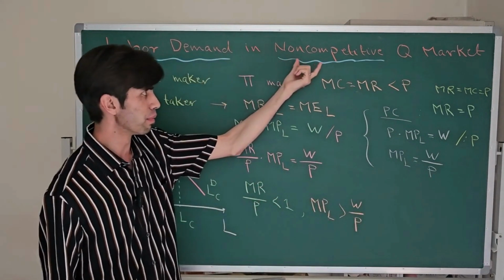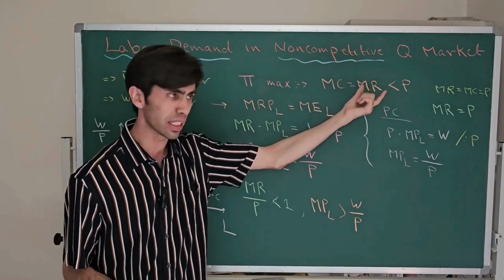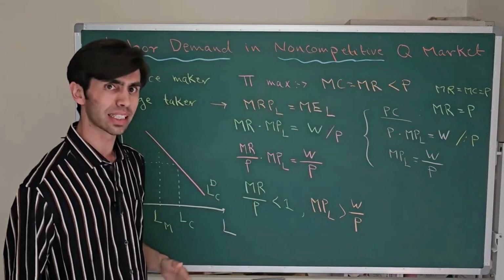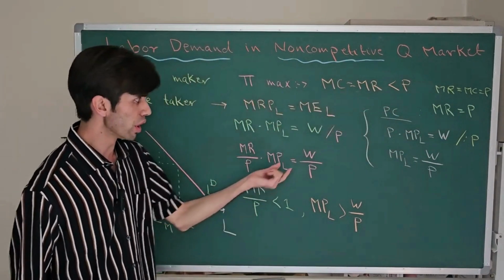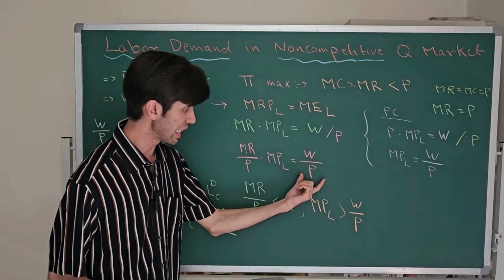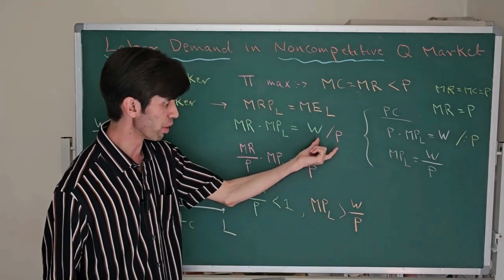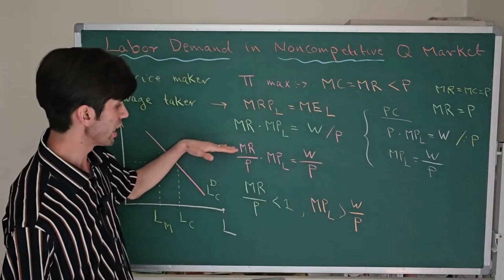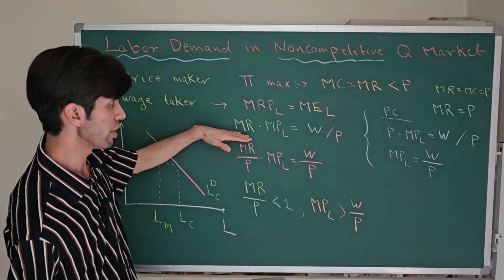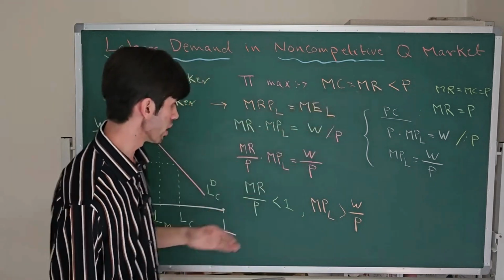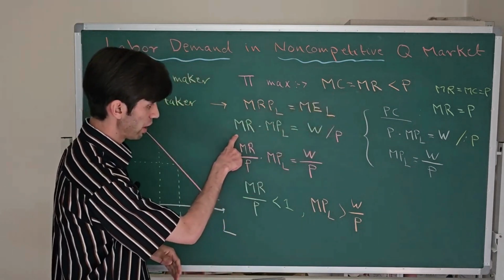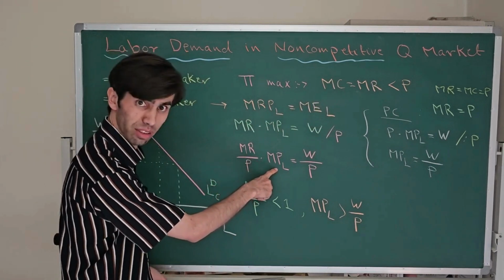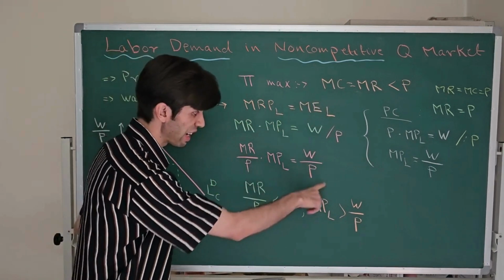But when the output market is non-competitive, we cannot set it up this way, because P is greater than marginal revenue. So in order to find the real wage rate, again we divide both sides by P. Because marginal revenue is no longer equal to price, this side will be equal to marginal revenue over price multiplied by the marginal product of labor, and is equal to the real wage rate.